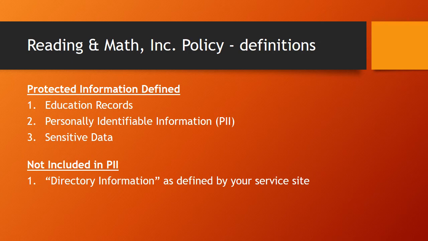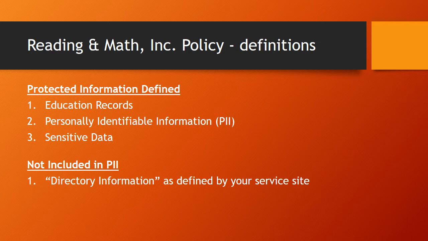Education records mean any records that are directly related to the student and maintained by an educational agency, such as a school, or maintained by a party acting on behalf of the educational agency, like our tutors. Some examples of education records would be student grades, data entered into RCDMS or MCDMS, and our tutor logs.